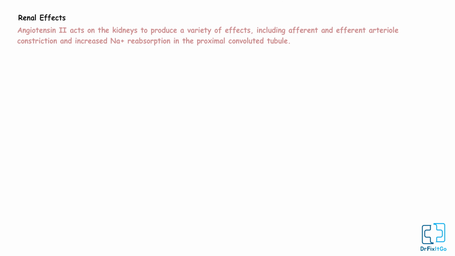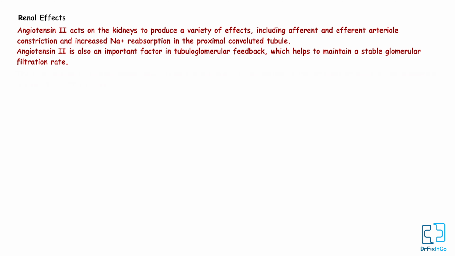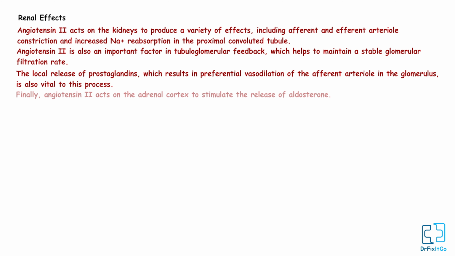Renal effect. Angiotensin 2 acts on the kidneys to produce a variety of effects, including afferent and efferent arteriole constriction and increased sodium ion reabsorption in the proximal convoluted tubule. Angiotensin 2 is also an important factor in tubuloglomerular feedback, which helps to maintain a stable glomerular filtration rate. The local release of prostaglandins, which results in preferential vasodilation of the afferent arteriole in the glomerulus, is also vital to this process. Finally, angiotensin 2 acts on the adrenal cortex to stimulate the release of aldosterone.